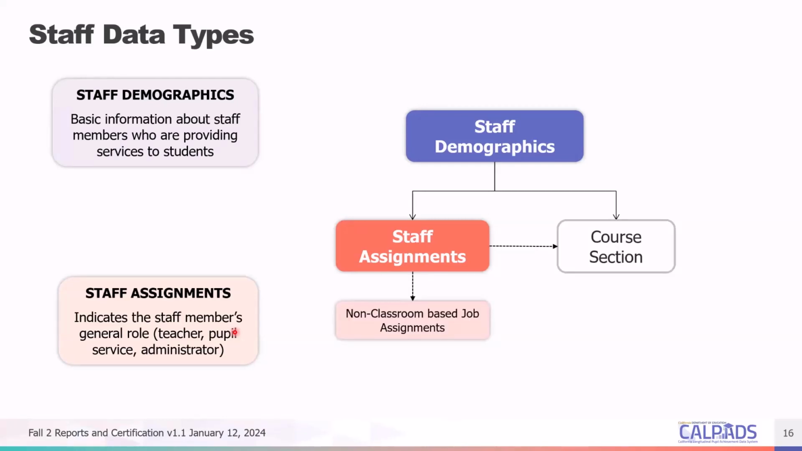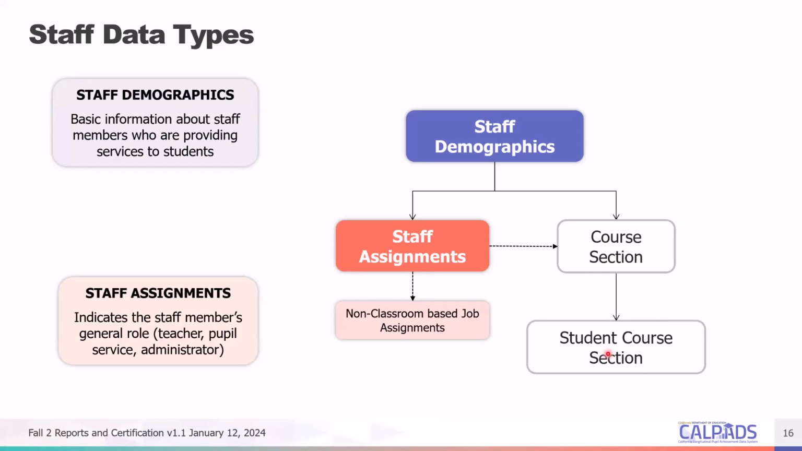And if a staff member is a teacher, they could either be assigned to a course, which represents the class that they are teaching, or to a non-classroom based assignment, which is essentially a non-classroom code like a TOSA or other non-classroom assignments. And then of course, if you have pupil services, you tell us what role they do in the LEA.